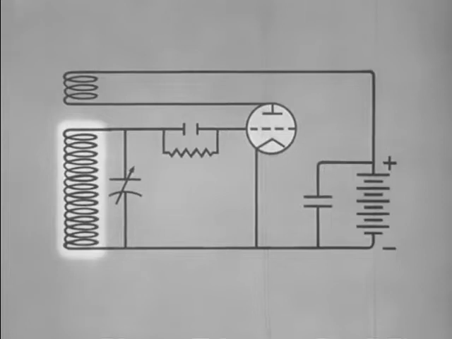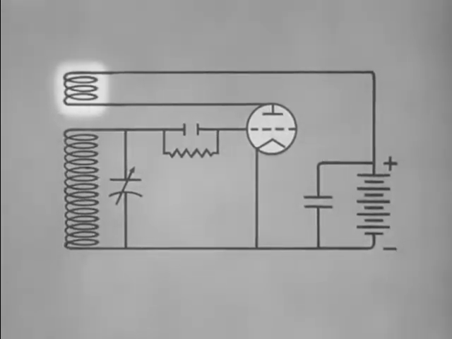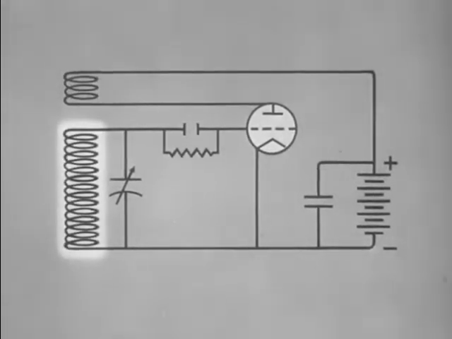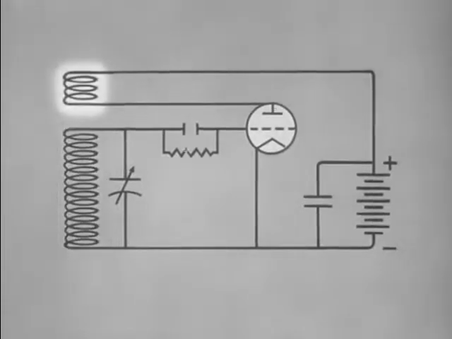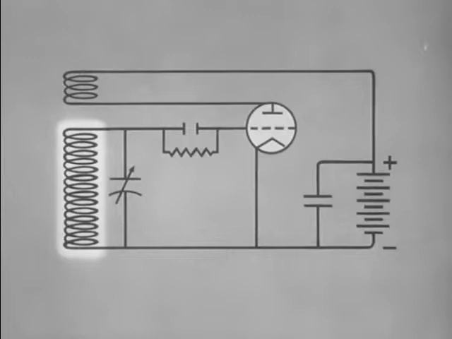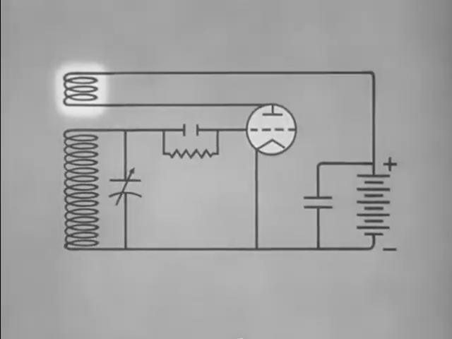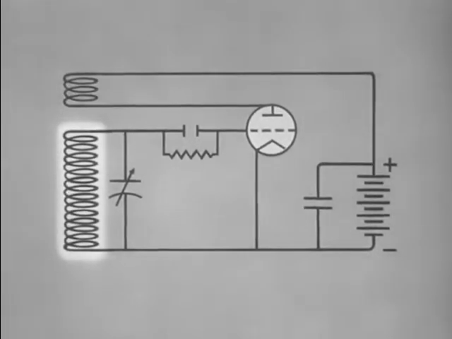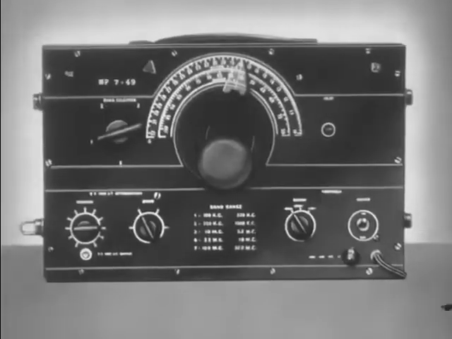The frequency is determined by the values of the coil and condenser circuit and may be varied over a specific range by varying the capacity. This and other oscillator circuits, using various coupling methods to develop feedback, are called self-excited oscillators.